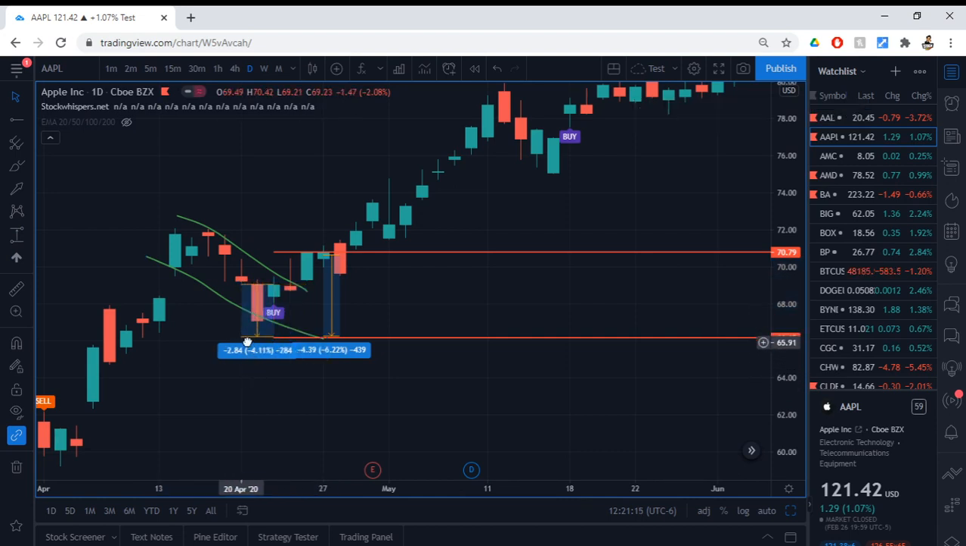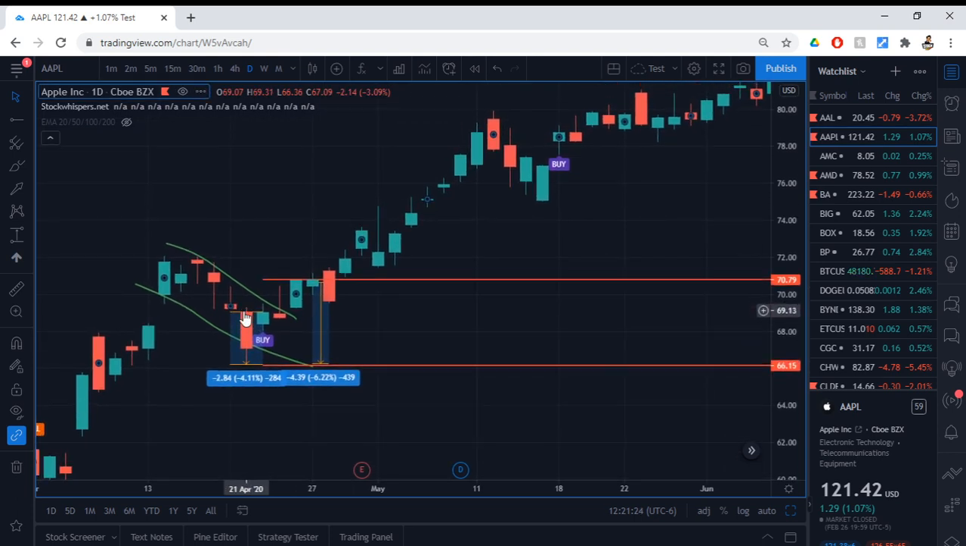Here you're going to get in with a 4% stop loss. Here you're going to have a 6% stop loss. So your stop loss is just going to be further away, which in turn is going to be increasing your risk.